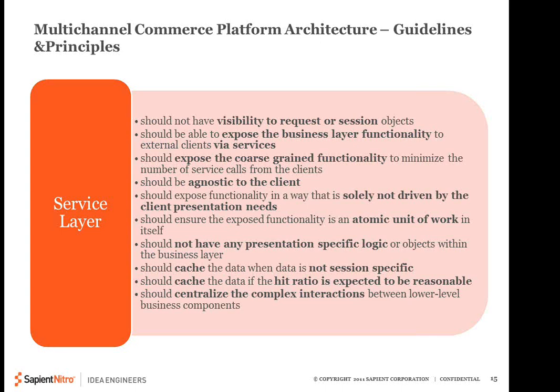Be agnostic to the client, as I said earlier, and ensure the proposed functionality is an automatic unit of work in itself. So each service in the service layer should be automatic in function. That means if I say get product and I give a list of criteria, you should be able to do all the business calculation and retrieve the end result. There should not be multiple calls to do the get products or get SKU items.